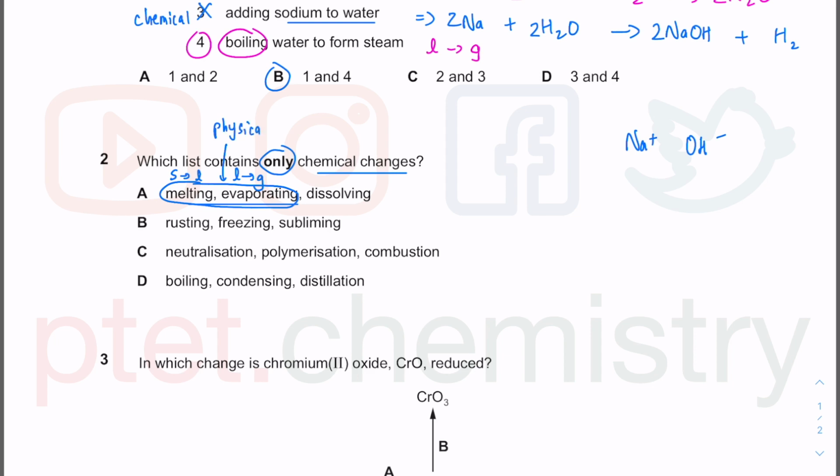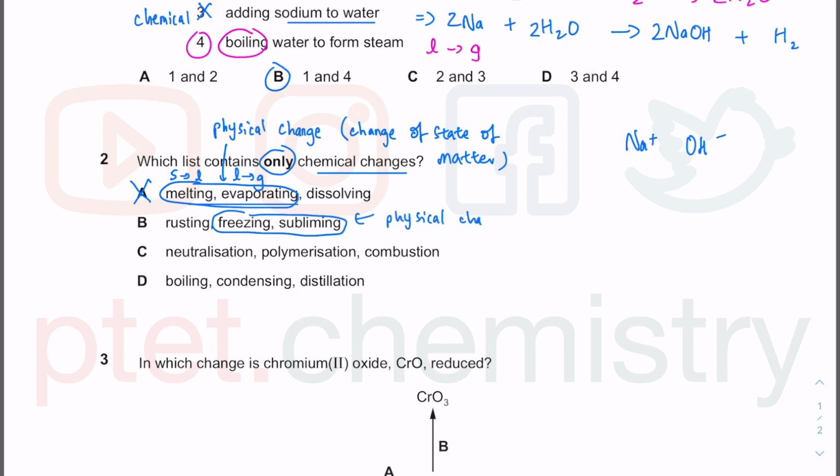And how do I know that? Because these are change of state. When you change your state of matter from one form to another, that is going to be physical change there. So A cannot be the answer because it has to be only chemical change. All right. So if I can find physical change in there, meaning change of state of matter, that means it cannot be the answer. All right. What else do I have?